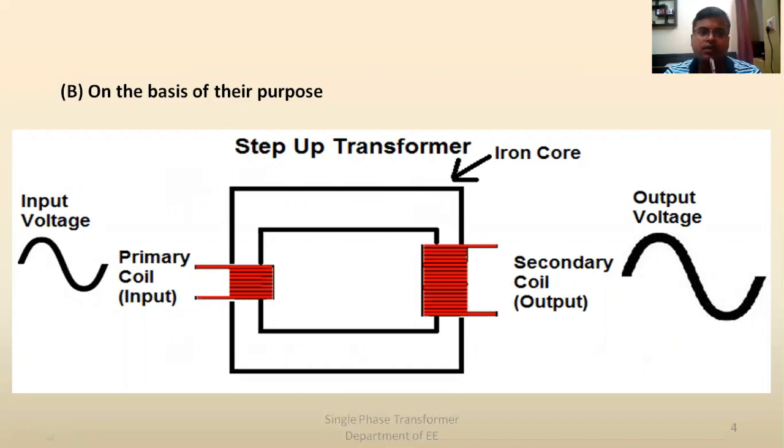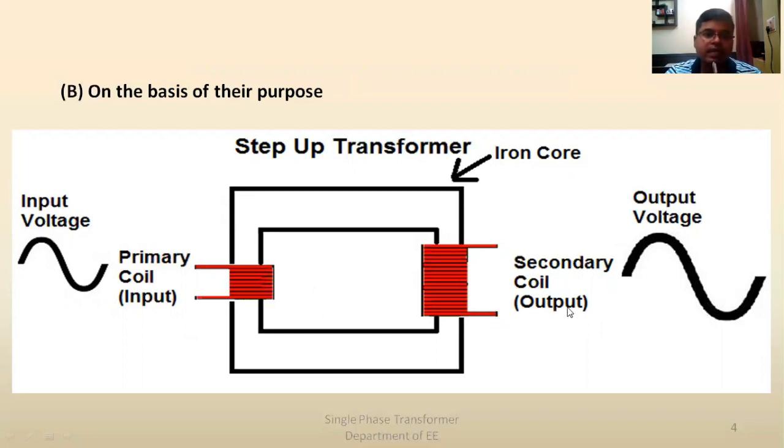So based on these, we have two types of transformer. One is a step up transformer, one is a step down transformer, okay. So in step up transformer, you see that in the primary side or the input side, the number of turns in the winding is less with respect to the number of turns in the secondary coil, okay. So we know that EMF induced in each turn is equal in both the windings, okay. So as the number of turns increases, the voltage across the terminals will also increase, okay.